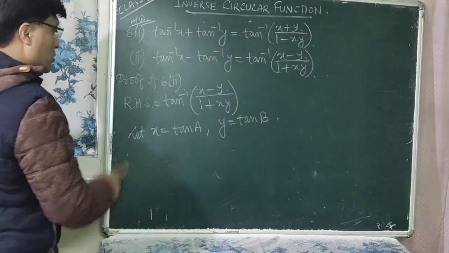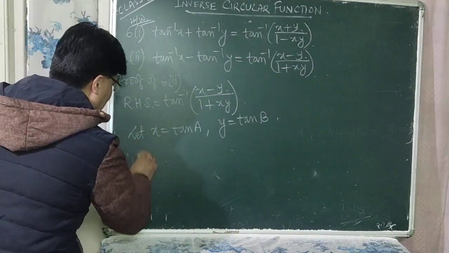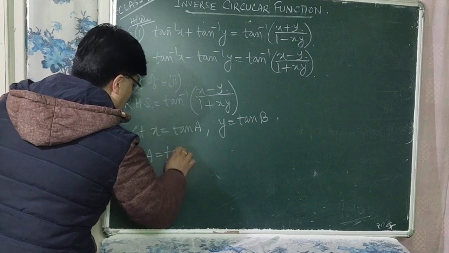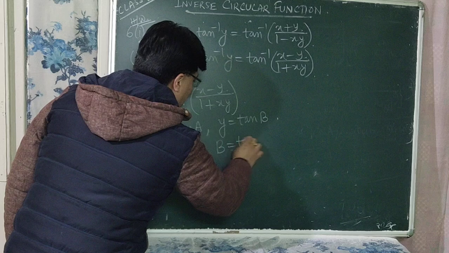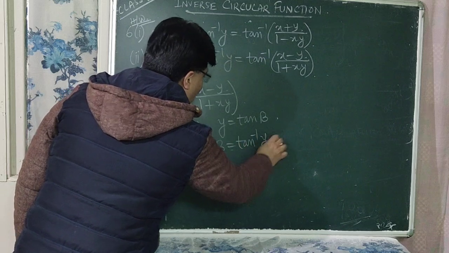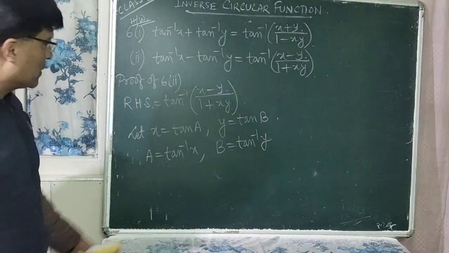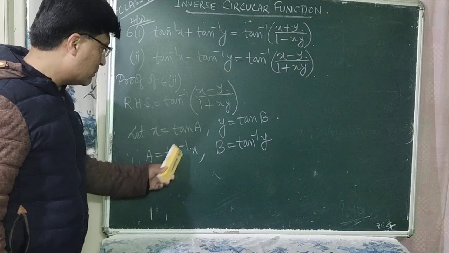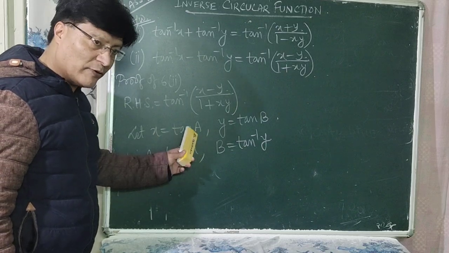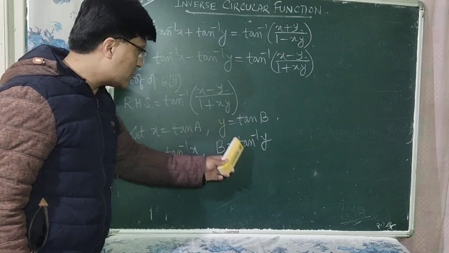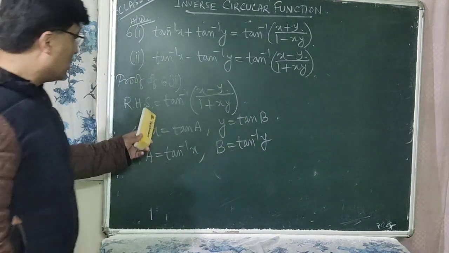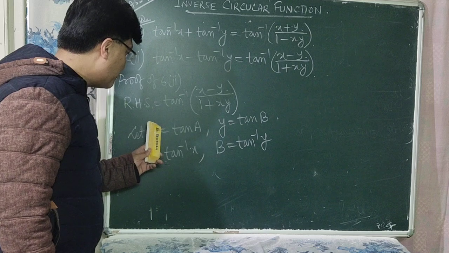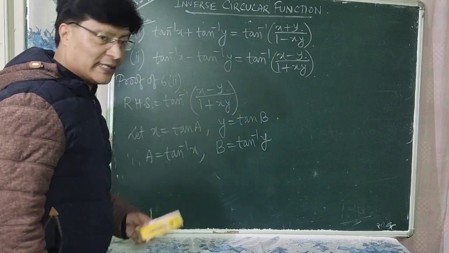Understood? So next, what is the value for A here? A is equal to tan inverse x, and here B is equal to what? Tan inverse y. Is it clear? So it is tan inverse x, the value for A. And tan inverse y, that is the value for B. Is that clear? Now you put these values of x and y on the right hand side.